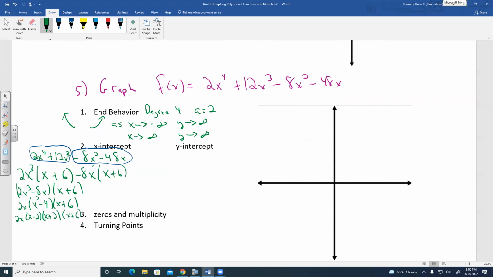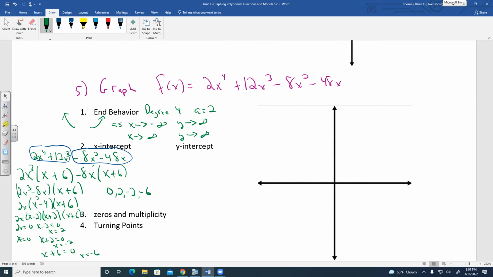So we set each factor equal to 0. We set 2x equal to 0, x minus 2 equal to 0, x plus 2 equal to 0, and x plus 6 equal to 0. So 2x equals 0, that's just going to be x equals 0. This is going to be x equals 2. This is going to be x equals negative 2. And this is going to be x equals negative 6. So your x-intercepts, there are 4: 0, 2, negative 2, and negative 6.